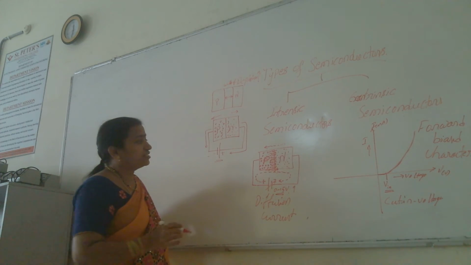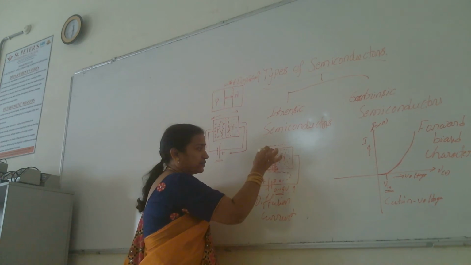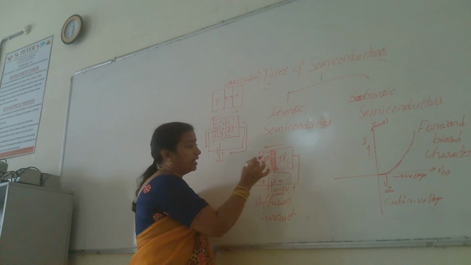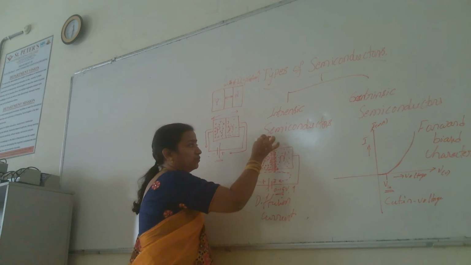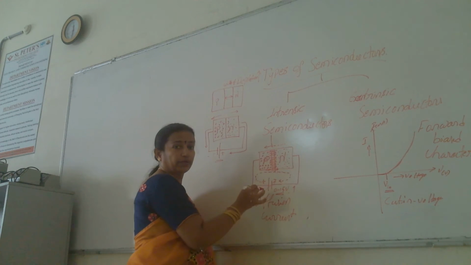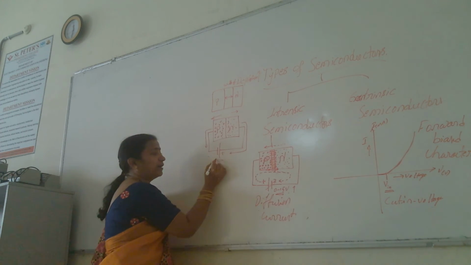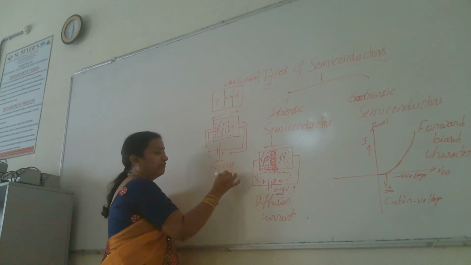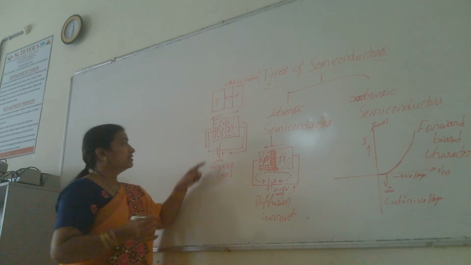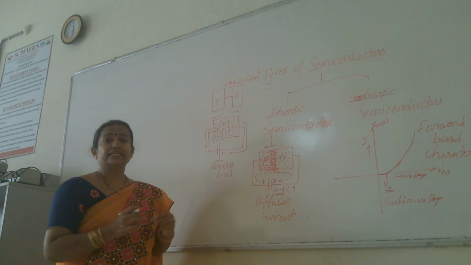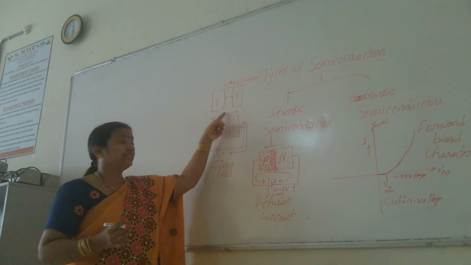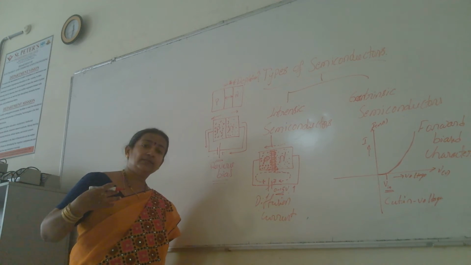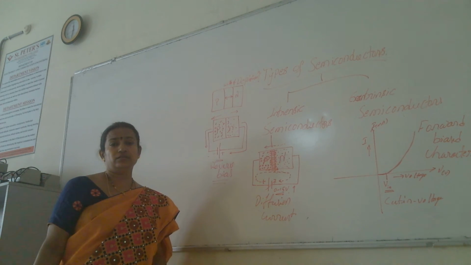Initially, the depletion region width is small because of the drifting of charge carriers. In forward bias, that particular depletion region becomes very narrow. But whenever you apply the reverse bias, this one is reverse bias, the depletion region width increases. Because of the increase in the depletion region, is there any chance for the majority carriers to cross this junction?